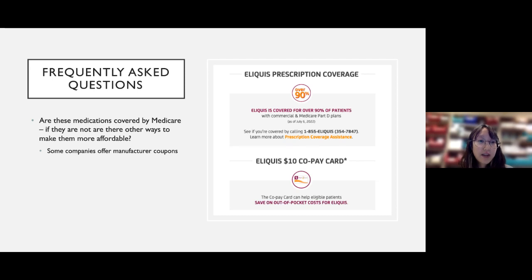We're also asked, are these medications covered by Medicare? If they are not, are there other ways to make them more affordable? So certain medications will have manufacturer coupons. So for example, we discussed antithrombotics in today's presentation, and Eliquis is also known as apixaban. So that's an anticoagulant that's commonly used. And if you go on the company's website, you'll see that they do offer a coupon or this $10 copay card. So this could be an option for some of our more expensive medications.